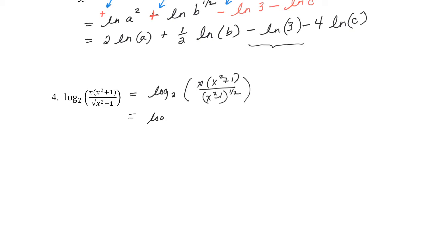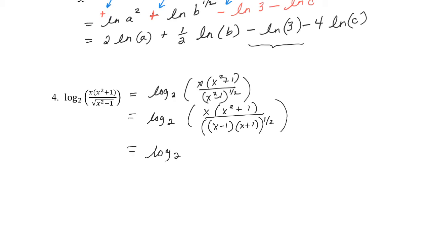So I'm not quite done here with factoring. So log base 2, this will be x times x squared plus 1. That does not expand any further. Divided by x squared minus 1 actually can be factored further to x minus 1 times x plus 1. Don't forget, this whole thing is raised to the 1/2. So that can be rewritten as log base 2 of x times x squared plus 1 divided by x minus 1 times x plus 1, the whole thing raised to the 1/2, which is the same as x minus 1 to the 1/2 times x plus 1 to the 1/2. Okay, now everything is fully factored, so now I'm ready to expand.